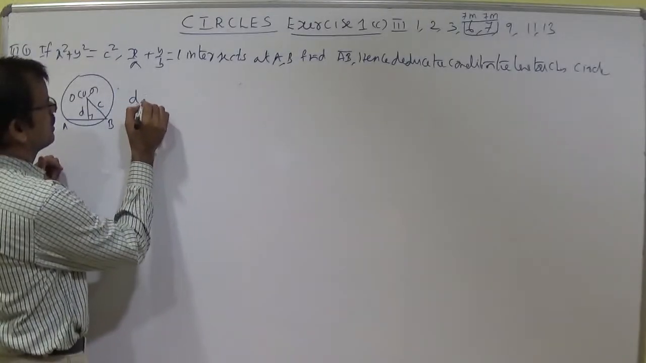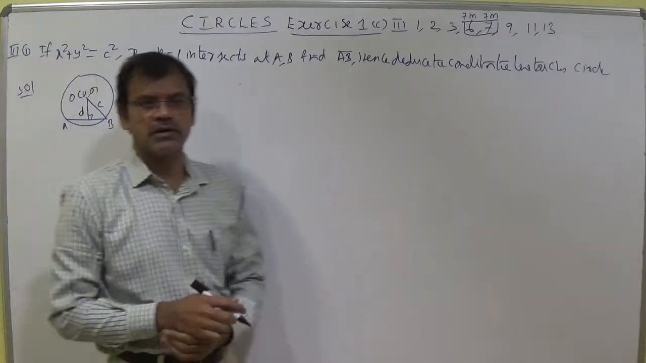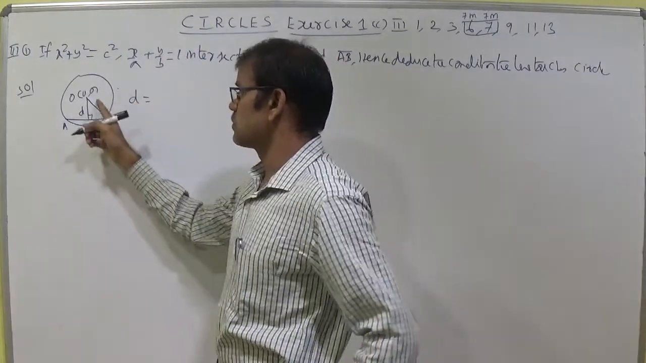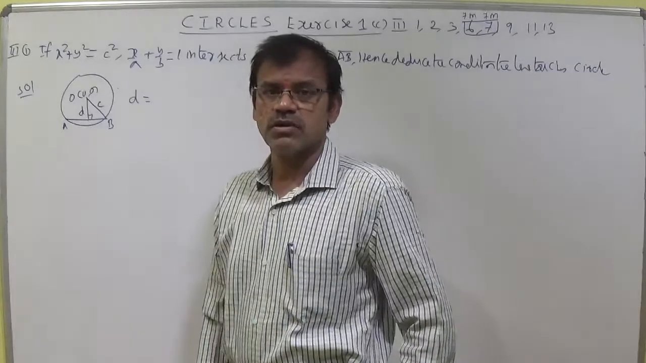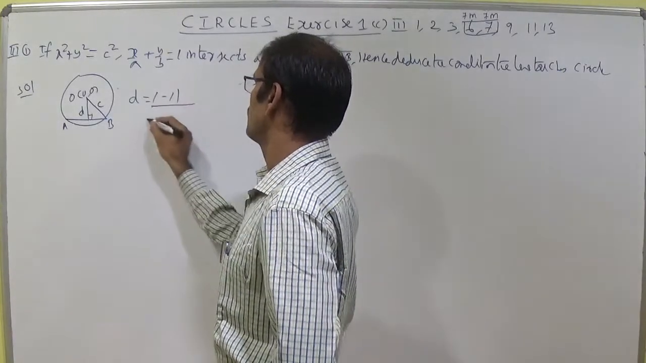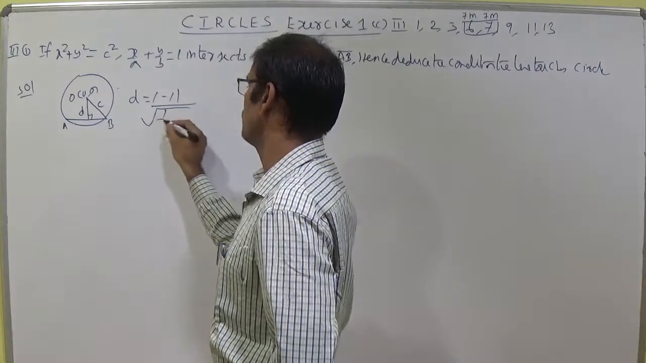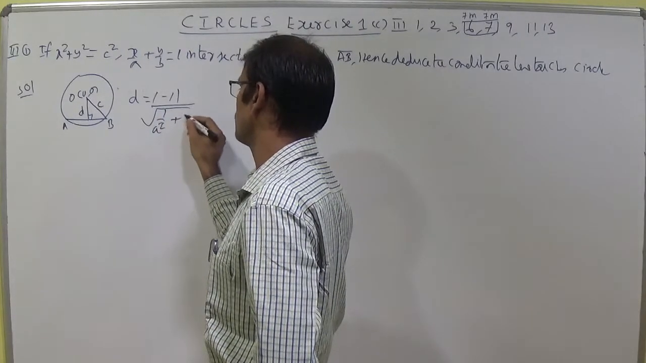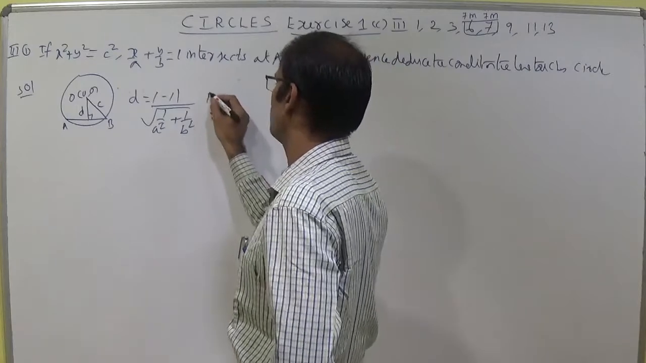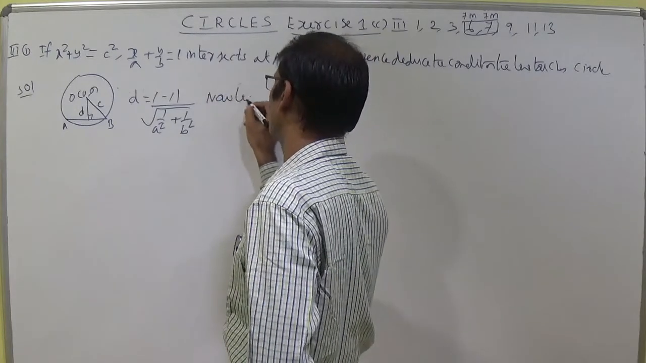So d I am writing now. d is equal to the perpendicular distance from the center to the line. The perpendicular distance from the origin to the line, formula: mod c by root of a square plus b square. Using this you can write here modulus of minus 1 by root of 1 by a square plus 1 by b square. Now the length of chord formula I am writing.